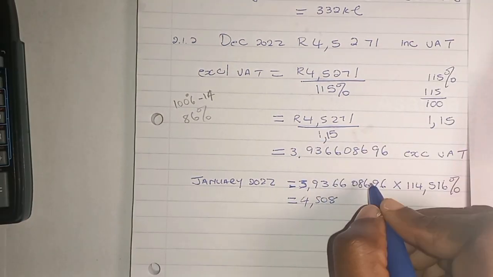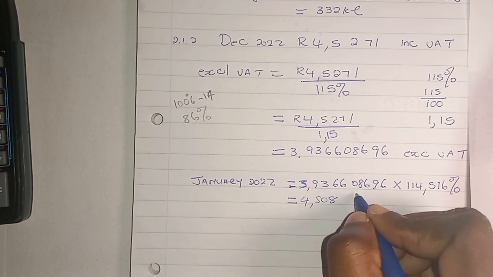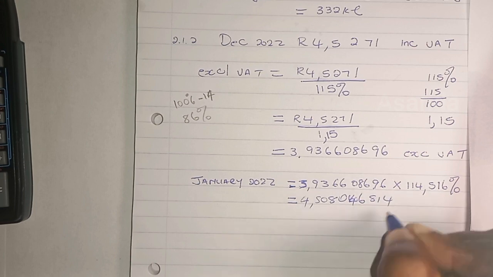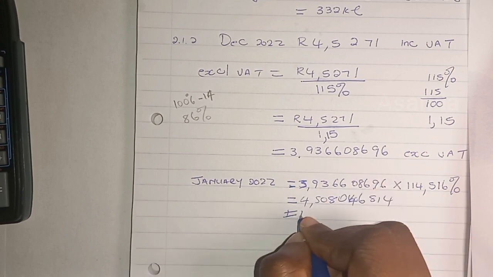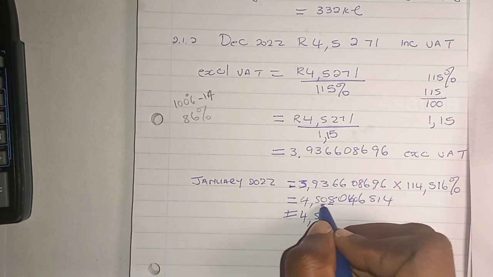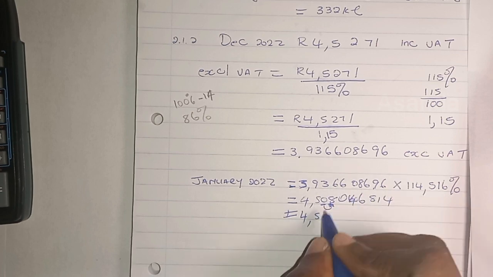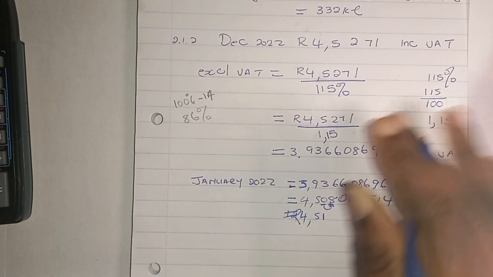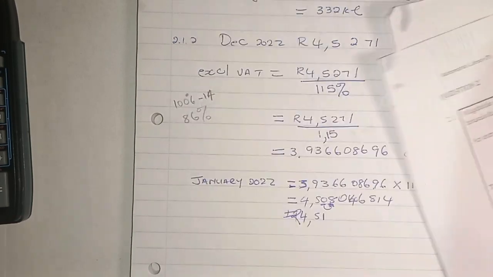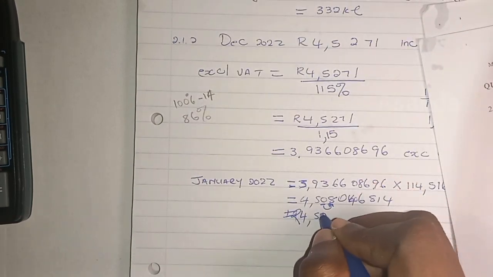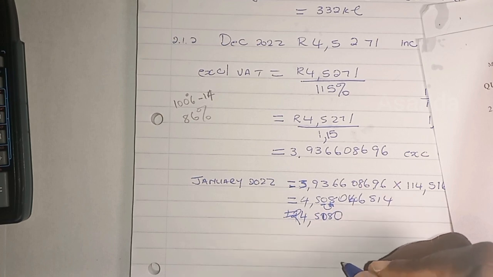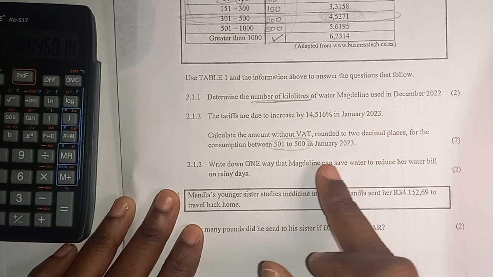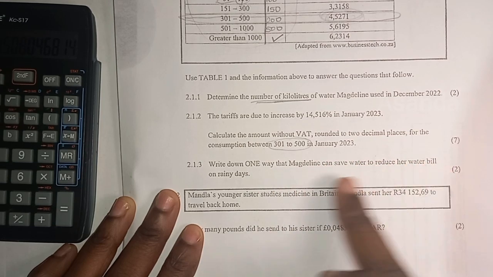4,508.06 and so on. Then we round that off to 2 decimal places by looking at the neighbor, so that's going to be 4,508.51 rands. We can also write it, because they wrote it in 3 numbers here, or 4 numbers. We can also write it in 4 numbers as 5080 if you want, right? It's the same thing.